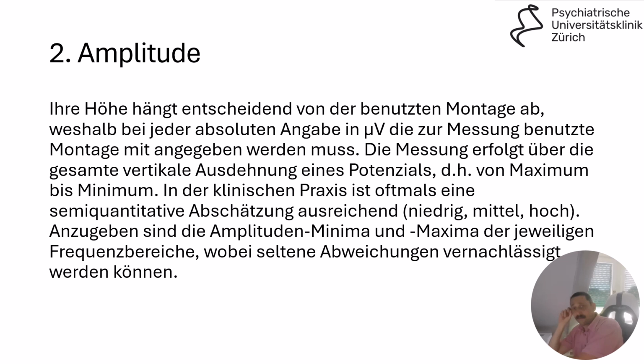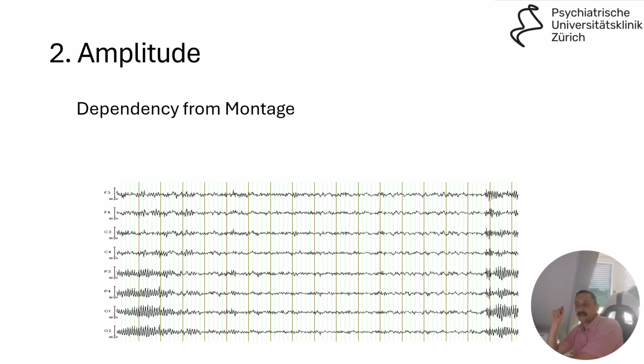So then we have the amplitude. This is a German text, but I'm going to tell you what it's about. The height of the amplitude of the EEG waves depends, of course, not only, as we heard in the first curriculum, on the number of neurons that oscillate at the same frequency and the thickness of the skull, but also on the montage.